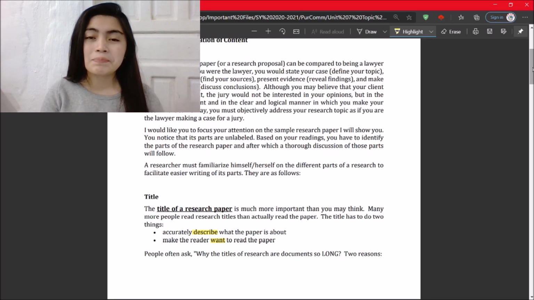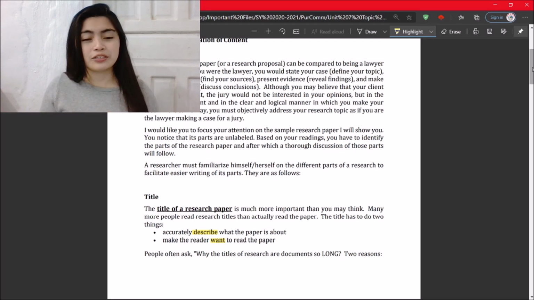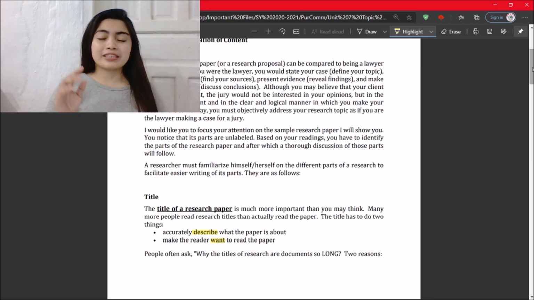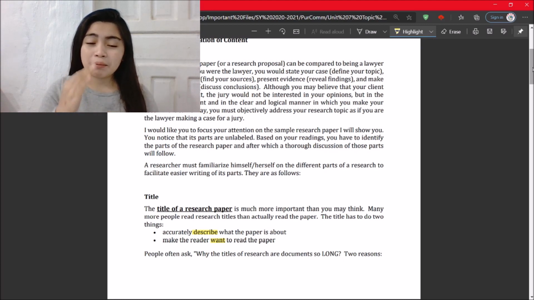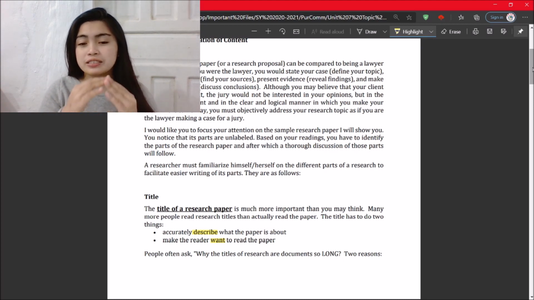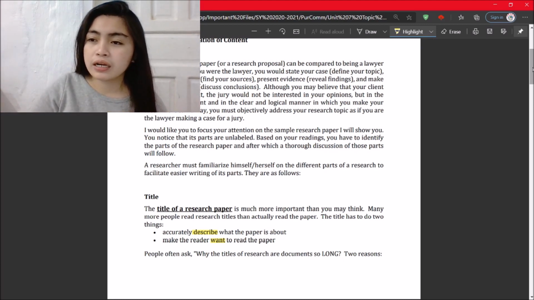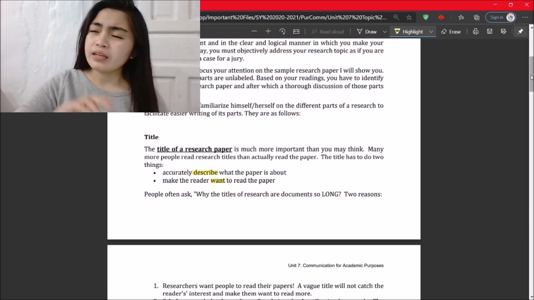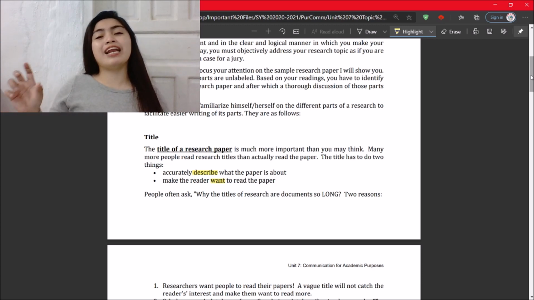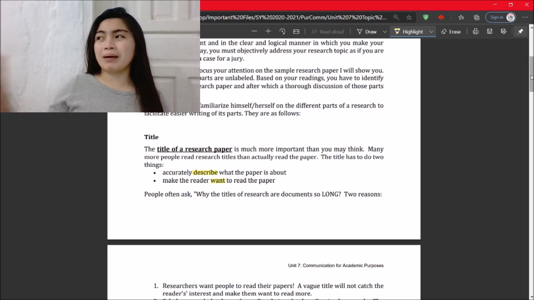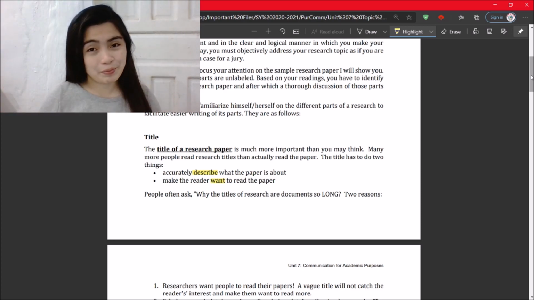So the first one that you will see in a thesis or a research paper is the title. So the title of a research paper is much more important than you may think. So many more people read research titles than actually read the paper. So, kailangan direct to the point, and yung title nyo, nandun na lahat. Na pag nabasa ng reader, alam niya na kung ano yung laman ng buong paper mo.